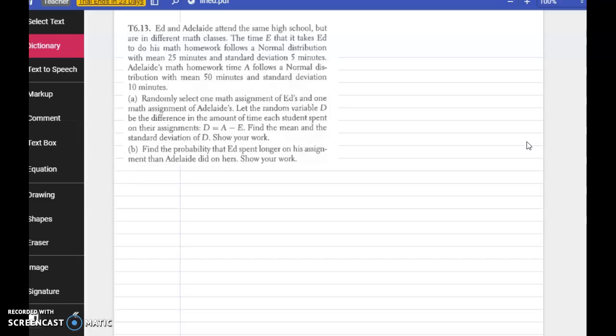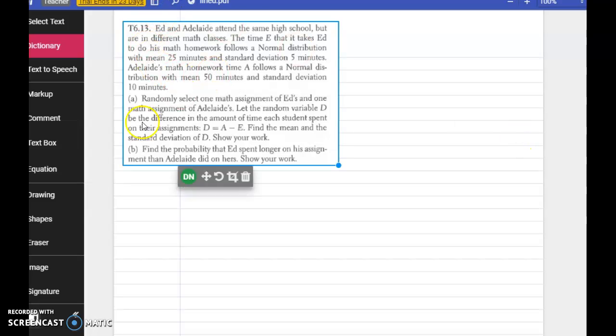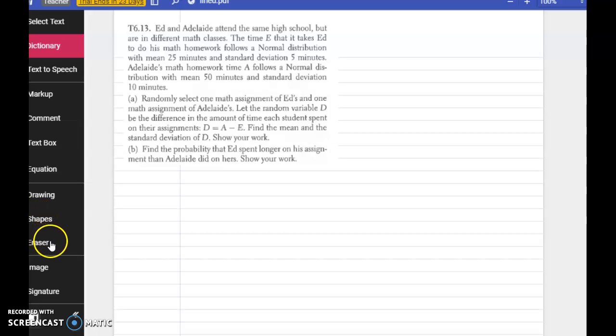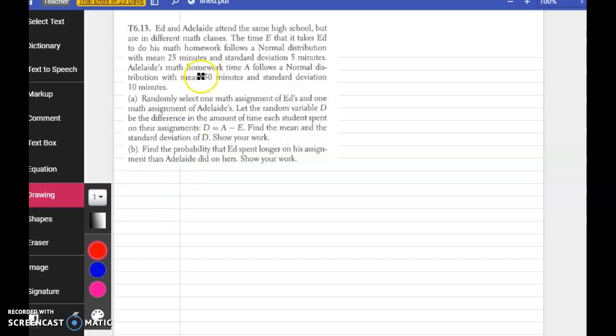But here's number 13. Ed and Adelaide attend the same high school but are in different math classes. The time it takes Ed to do his math homework is normal, with a mean of 25 minutes and a standard deviation of 5 minutes. I'm going to start underlining some stuff. So for Ed, it's normal. That's important. The mean's 25, and standard deviation's 5.